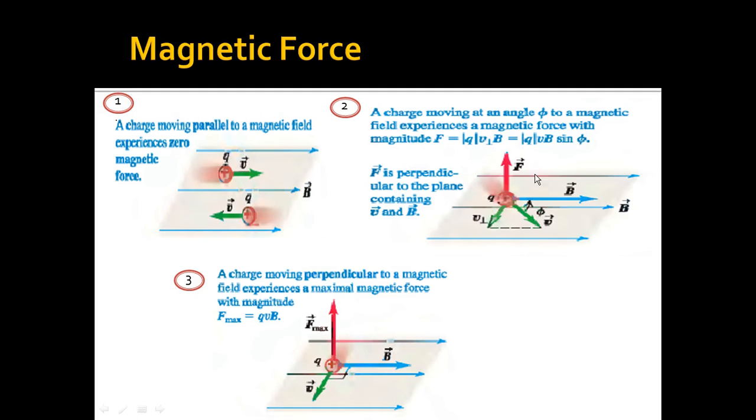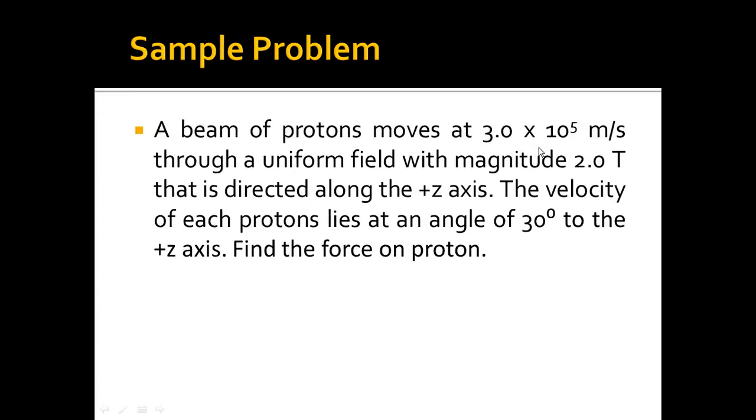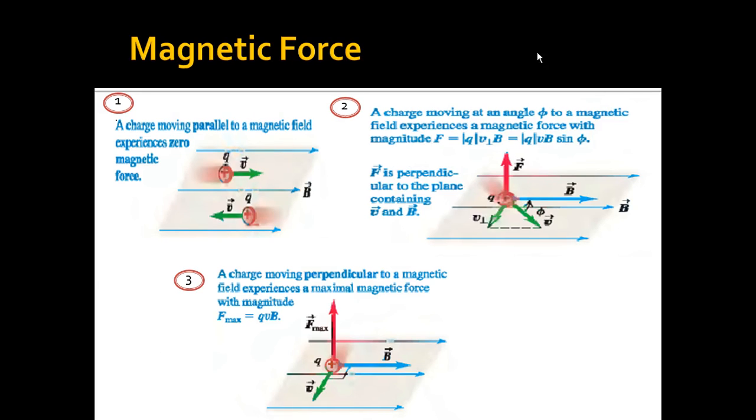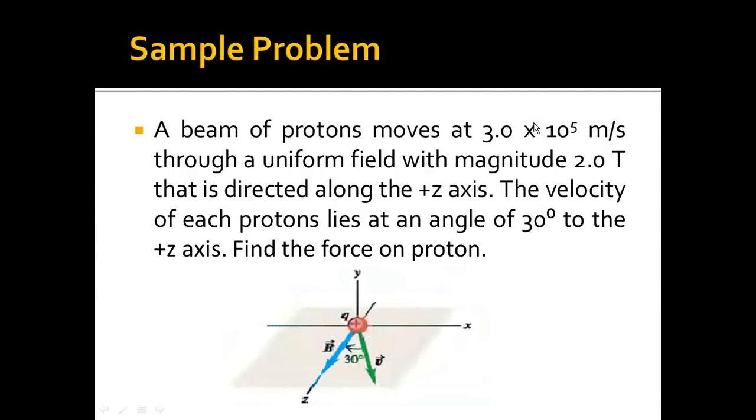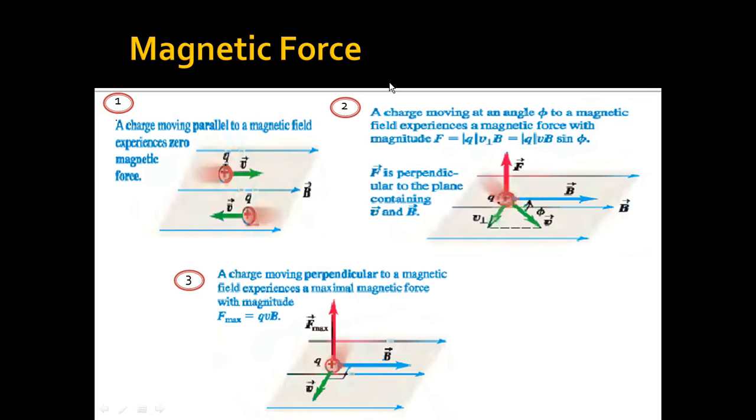Multiply that with the given velocity. The velocity is 3 times 10 to the 5 meters per second, and times B. B is given as 2 Tesla, and there is an angle between V and B. The angle is 30 degrees. So therefore, you make use of this form of the formula, Q times V times B sine phi, that is sine 30 degrees. Multiplying them together provides you the value for F.